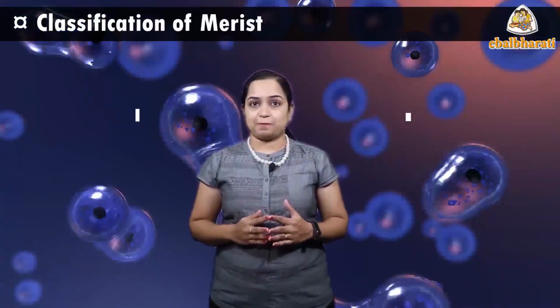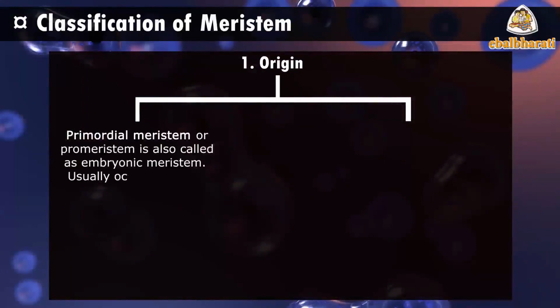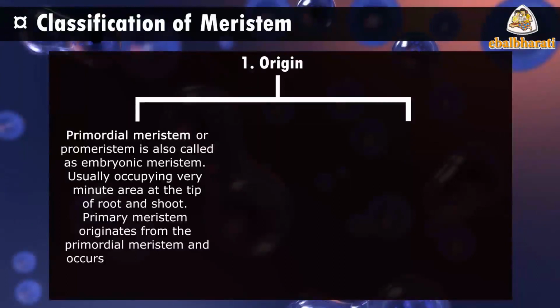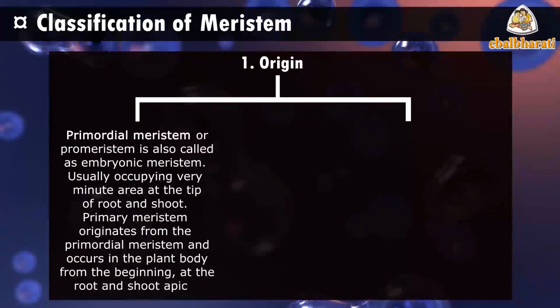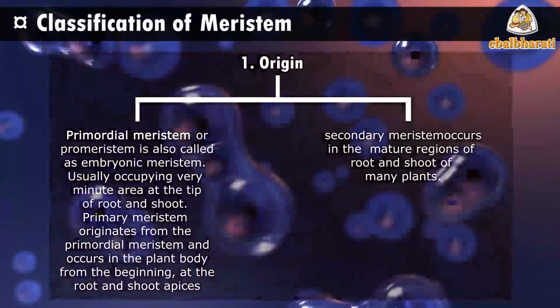Classification of meristem. Origin. Primordial meristem or promeristem is also called as embryonic meristem, usually occupying very minute area at the tip of root and shoot. Primary meristem originates from the primordial meristem and occurs in the plant body from the beginning, at the root and shoot apices. Secondary meristem occurs in the mature region of root and shoot of many plants.